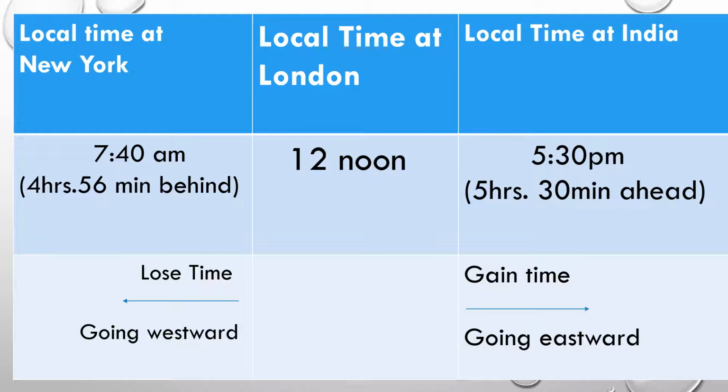Now students, the standard meridian of India is 82.5 degrees east. So that means it is 5 hours and 30 minutes ahead of the local time of London, because we are going eastward.